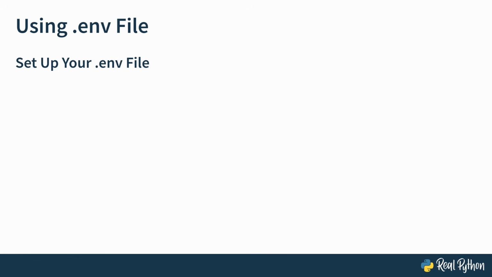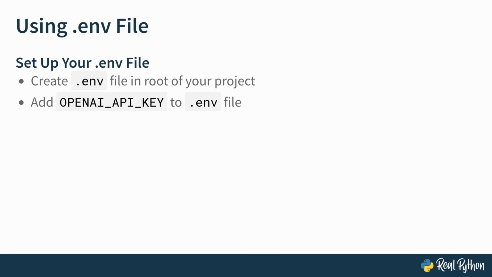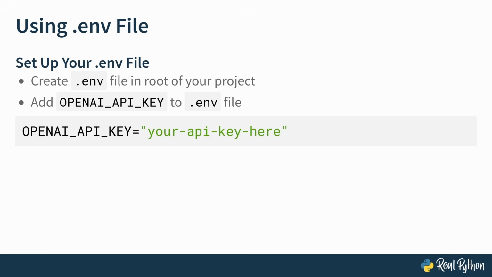I'll be showing you how to use the .env file, but you don't have to do that. I personally didn't do that. I used my configuration file for my shell because I am on Linux. But if you want to use the .env file, firstly, you will have to set it up. In other words, you'll have to create a .env file in the root of your project. And then you add OPENAI_API_KEY to that .env file. Again, you need to spell the environment variable name correctly. So OPENAI_API_KEY, all in uppercase, and then equals, and then between quotation marks, your API key.